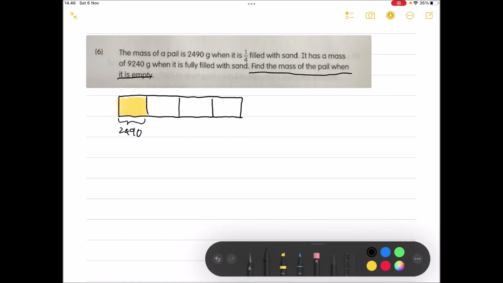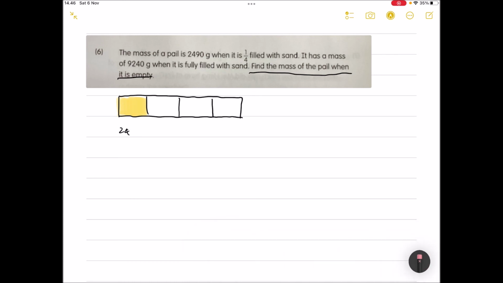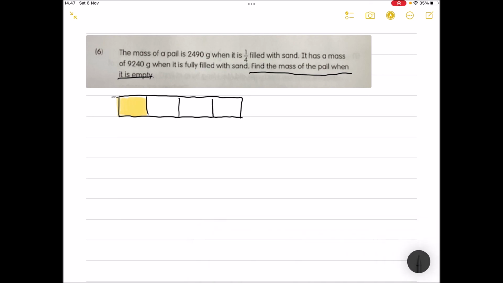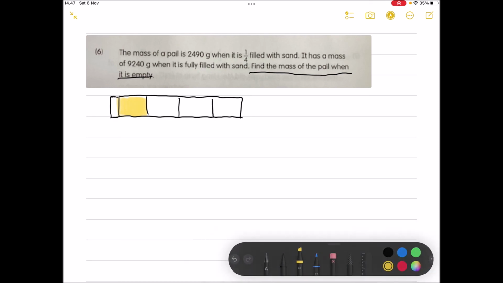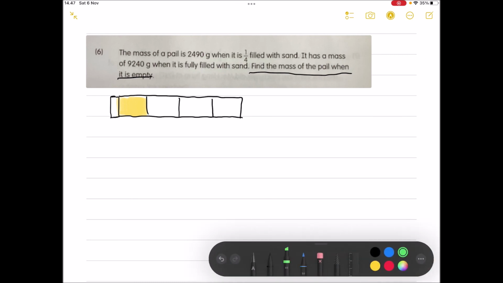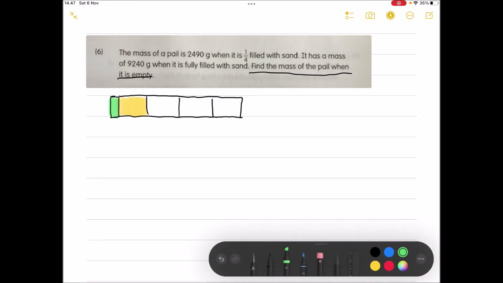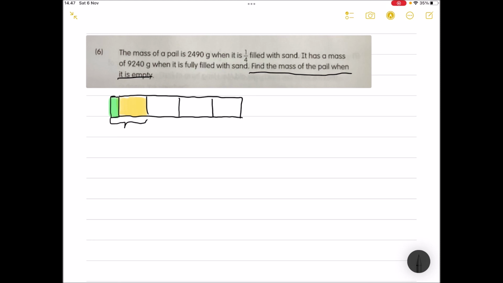So now, knowing that, we understand that this 2,490 is not just the sand, the one that I colored in yellow. Yes, it is only 1/4 of sand. But remember that we have this as well. I will draw it small to indicate that this small part is actually the pail itself, which I will color in green. Now we know that both of them are 2,490.